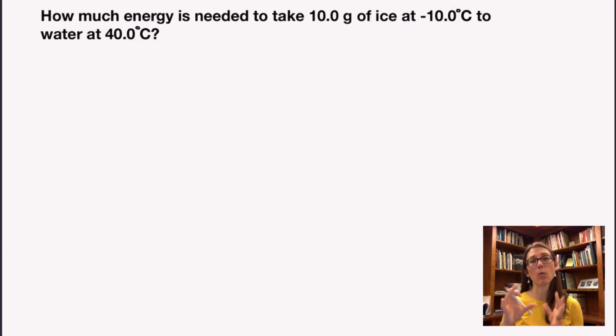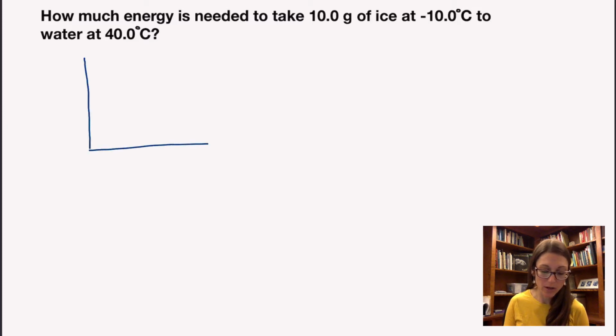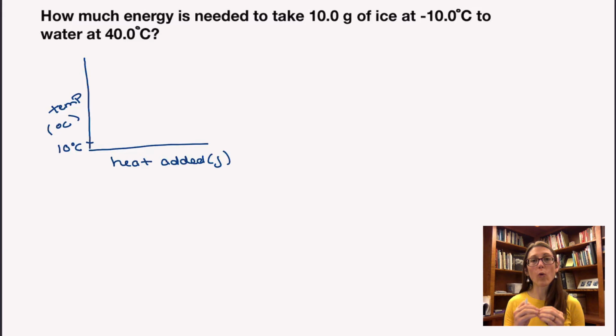That will help you identify what are the parts and pieces you're going to need in order to solve the problem. So for this curve, since I'm warming it up, it will be a heating curve. So my x-axis will be heat added, and we're starting at negative 10 degrees Celsius. We're warming our ice. So you should know that ice melts at 0 degrees Celsius, which means in order to take this into water, first I'm going to warm it from negative 10 degrees Celsius to 0 degrees Celsius.